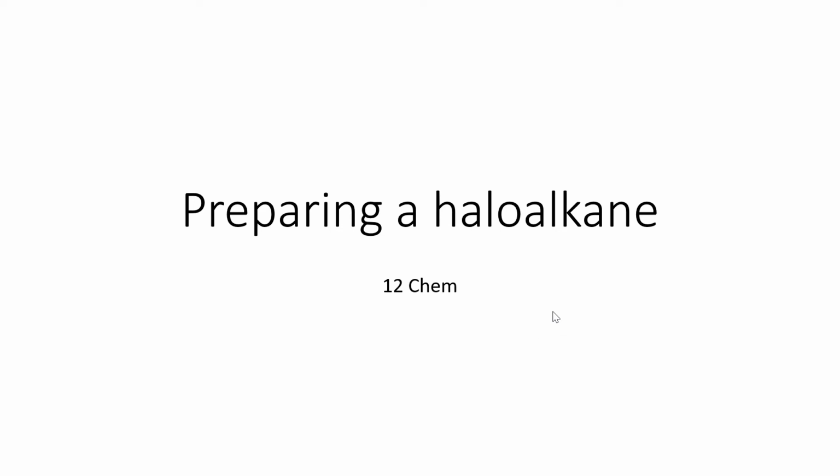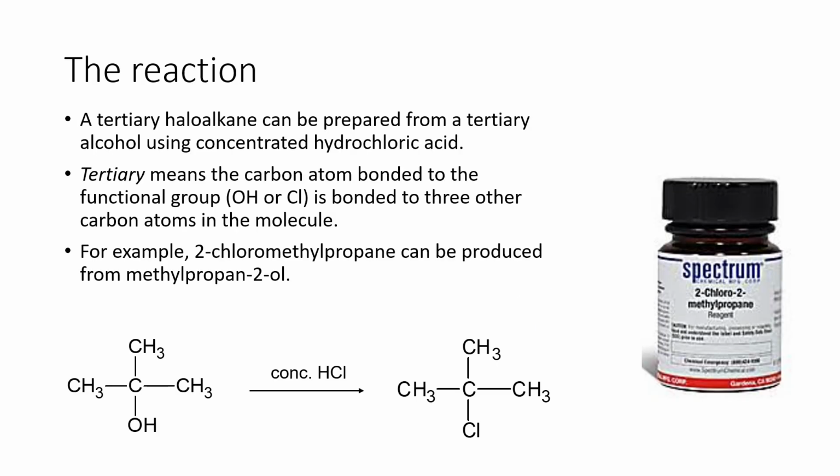This is a video about how to prepare a haloalkane in the lab. A tertiary haloalkane can be prepared from a tertiary alcohol by using concentrated hydrochloric acid. Tertiary means the carbon atom bonded to the functional group is bonded to 3 other carbon atoms in the molecule.